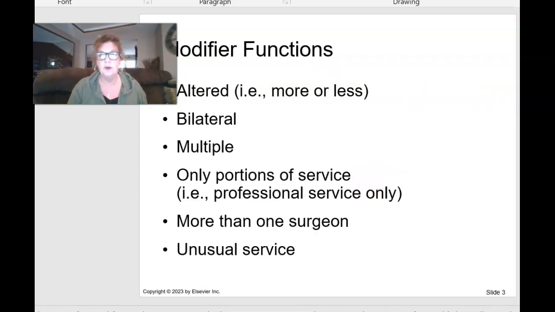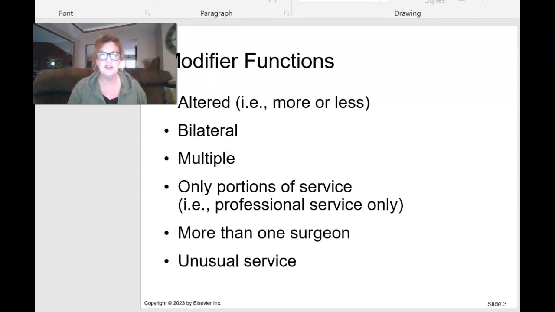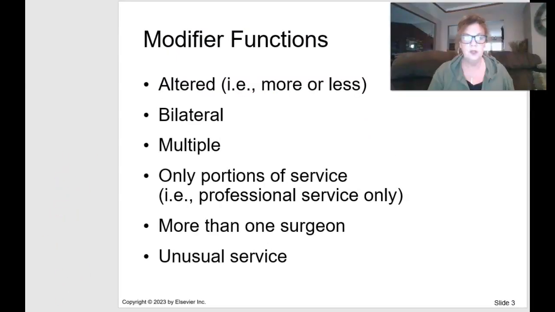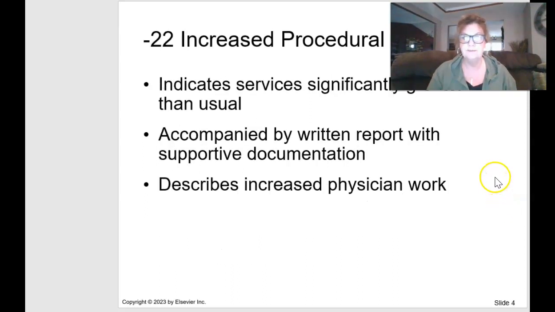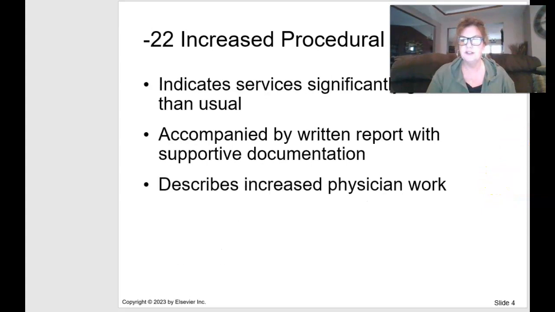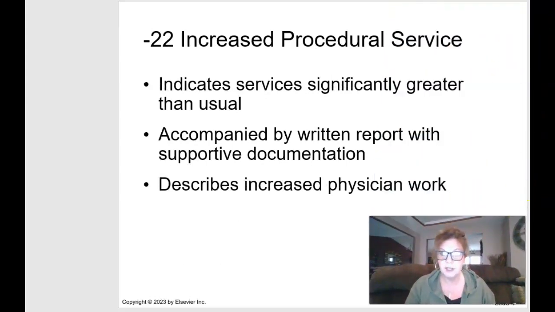Modifier functions. Why do we use them? They put something with the code, like they could alter it. Bilateral, so if you have a right and left knee replacement. Multiple, if there's multiple CPT codes. Only portions of a service, more than one surgeon. Unusual service. So let's dig right into the first modifier I'm going to talk about, which is increased procedural services.